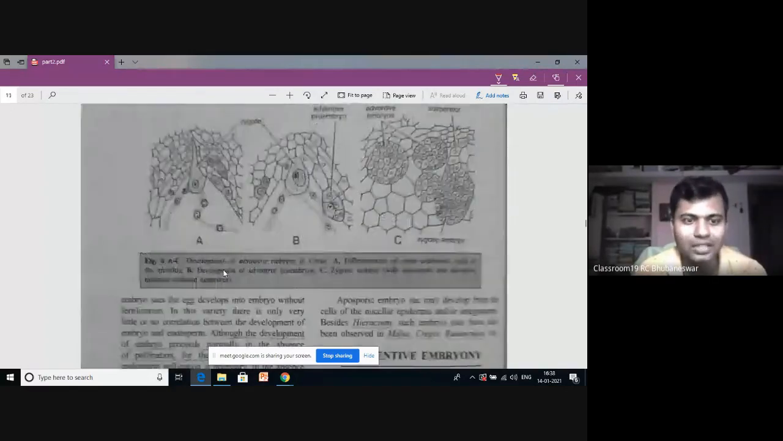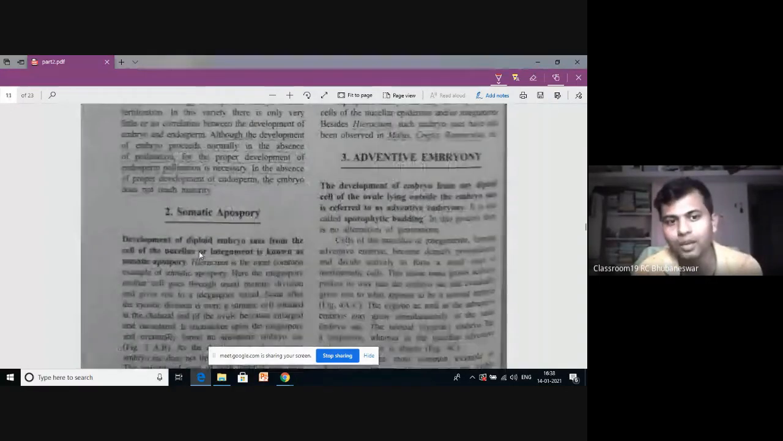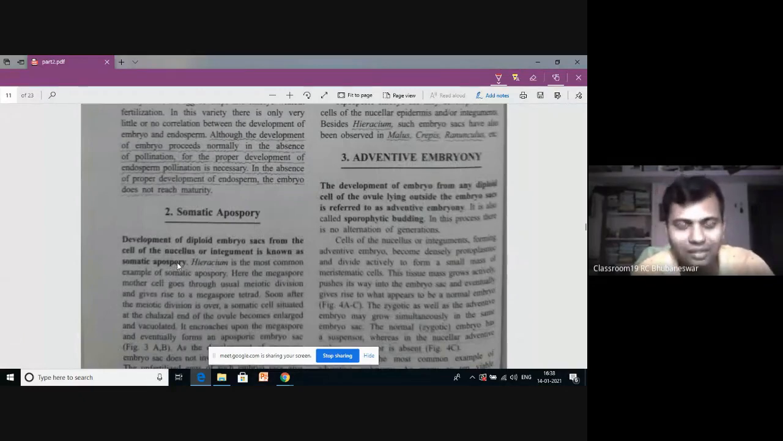And then next is the somatic apospory. It is the development of a diploid embryo sac from the cells of the nucellus or integument, known as somatic apospory. In this case, what happened? Besides the megaspore mother cell, other cells of the integument or the nucellus are also responsible for development of the diploid embryo sac. For example, in the megaspore mother cell, meiosis occurs. Then after the meiosis, 4 megaspores form. Out of the 4 megaspores, 3 die and 1 survives.